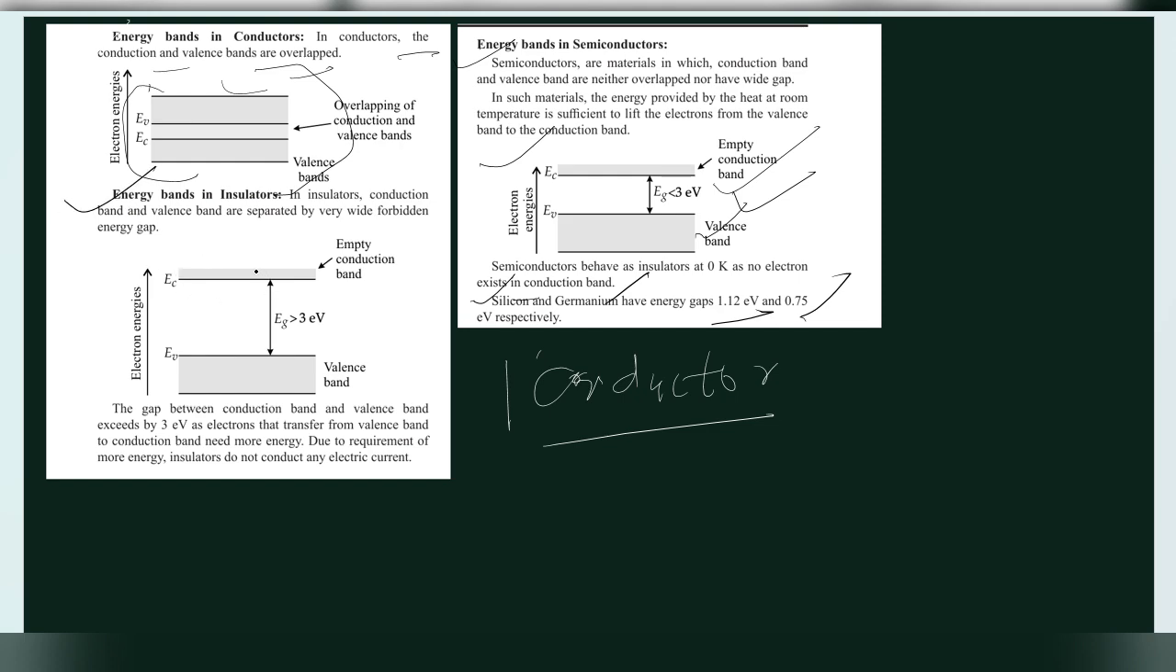We can see that the forbidden energy gap in case of insulator is very large, more than 3 electron volt. So this is very large energy which is required to jump electron from the valence band to the conduction band. So the conduction in case of insulators is not possible because this is a very huge amount of energy which is required to make electron jump from valence band to the conduction band.